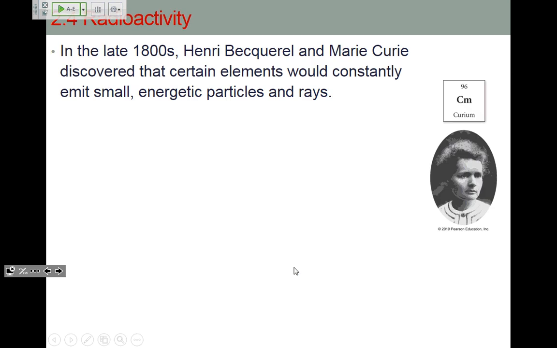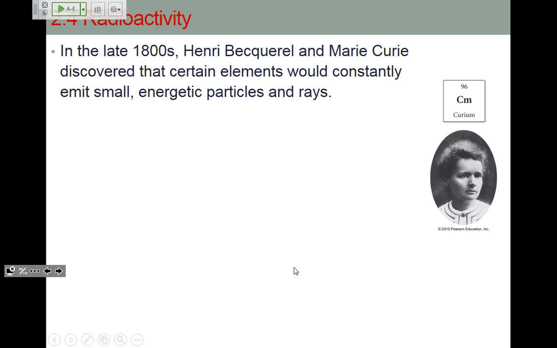Now, to talk about how it was determined that we actually had a nucleus, and that it wasn't just electrons in empty space, we have to first understand a little bit about radioactivity. Radioactivity is mostly in chapter 19, so we won't be covering it in a lot of detail, but just enough for us to understand the next experiment we're going to talk about.